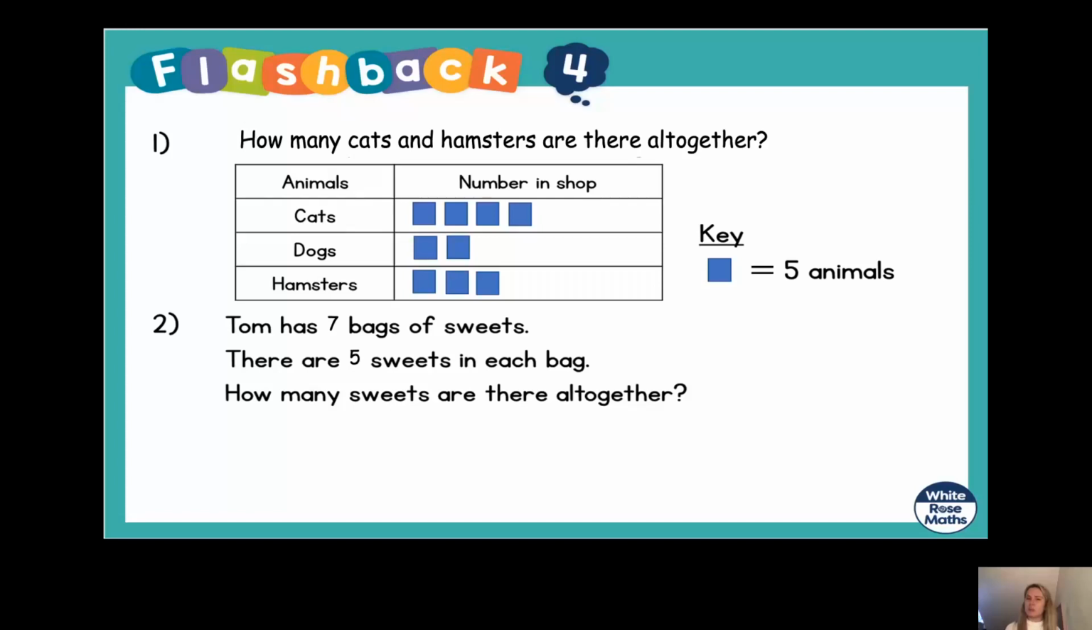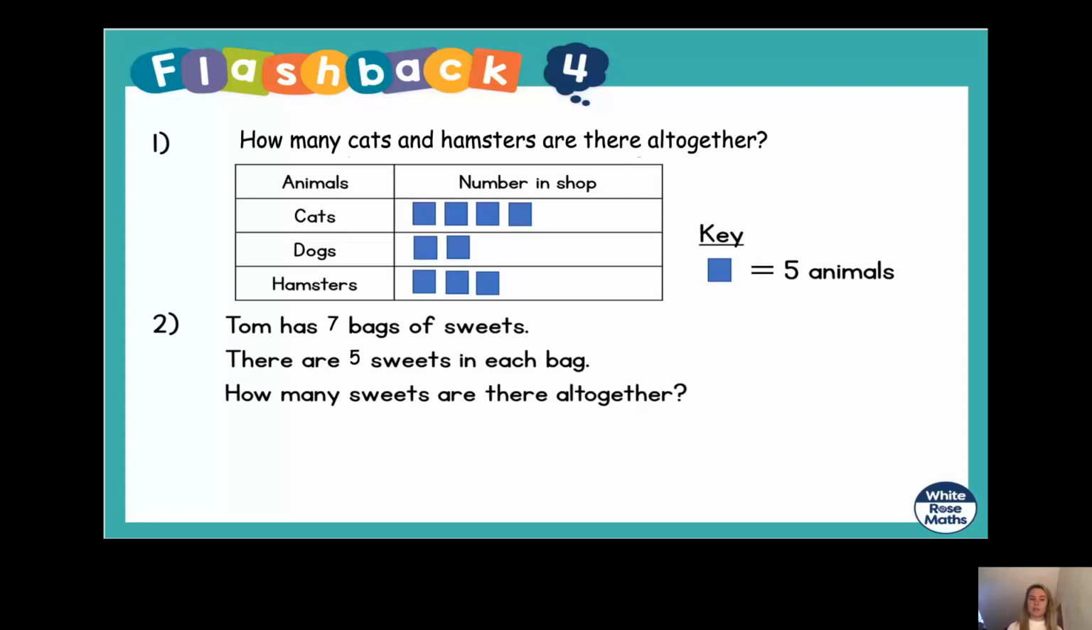Now, before we do that, though, let's warm up our brains with our flashback. So here's your flashback for today. You have two questions. In the first question, how many cats and hamsters are there all together? So have a look at the key. How many animals does one blue square represent? And then work out how many cats and hamsters there are.